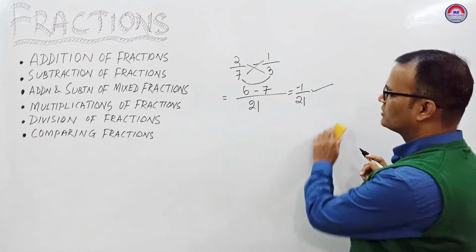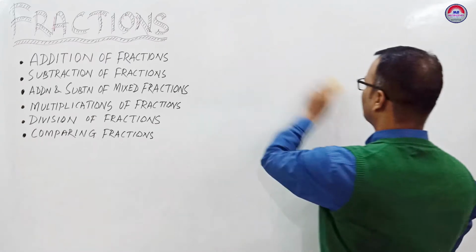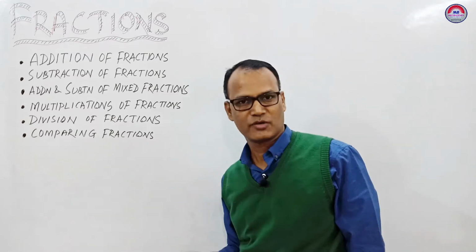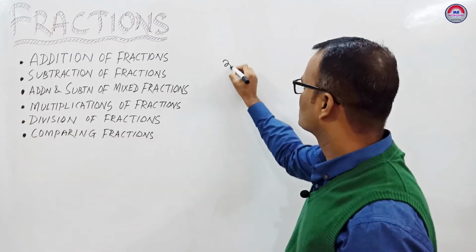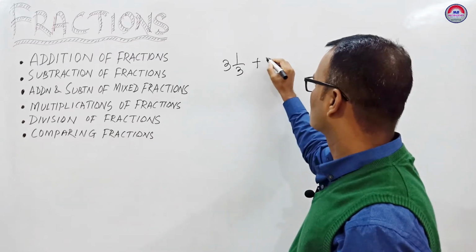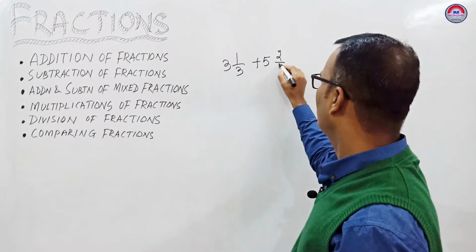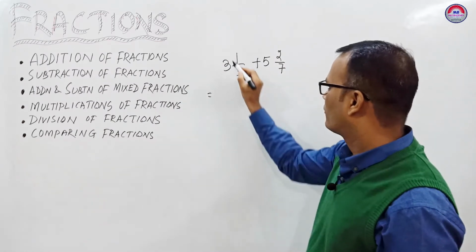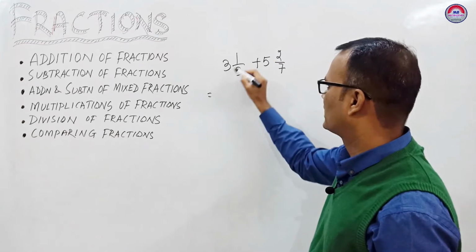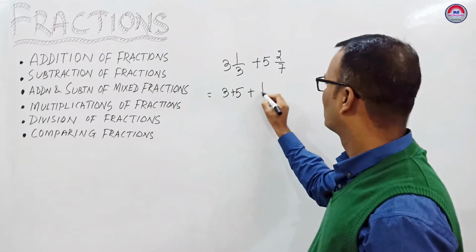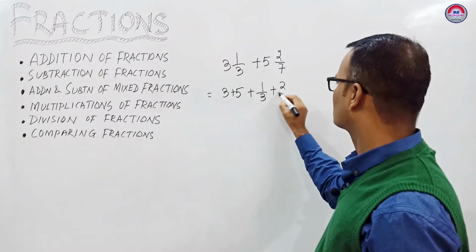Okay, then addition and subtraction of mixed fractions. In mixed fractions, how do we add and how do we subtract? Suppose the question is 3 whole 1 by 3 plus 5 whole 2 by 7. You see, the first step is we add the whole parts, 3 plus 5, then add the fractional parts.